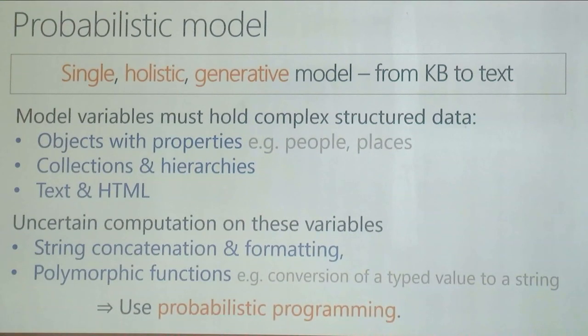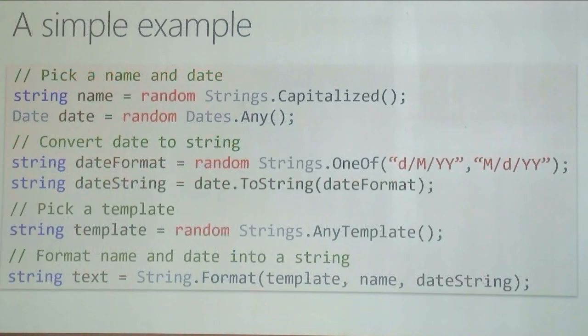brings us to using probabilistic programming. We want to define our probabilistic model as a program. So here's a simple example of a probabilistic program, just illustrative. It looks like an ordinary program, except here we see in this first line we have this keyword random, and this allows us to specify a random variable. So here we have a random variable name. It derives from a prior distribution over all capitalized strings.